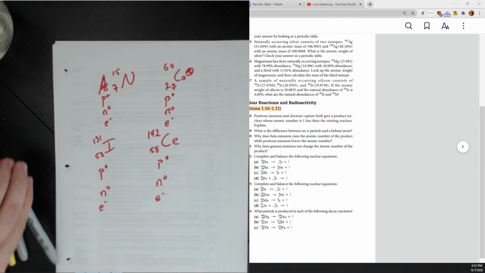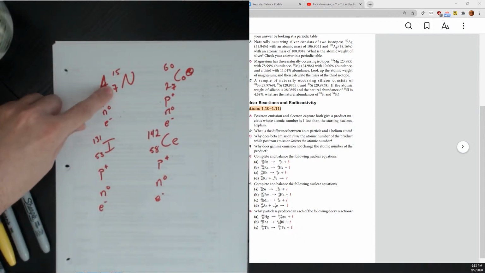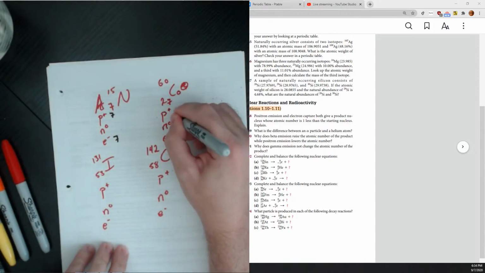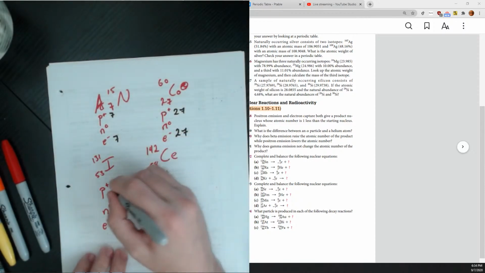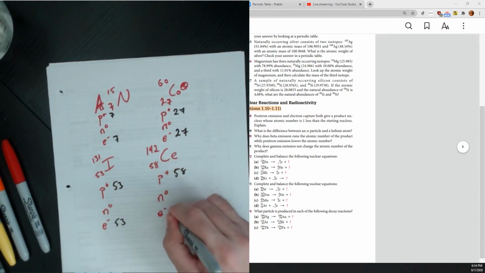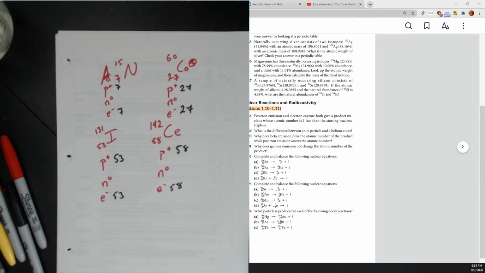Now, the protons and the electrons will be really straightforward, really easy, because it is the number on the lower left. The number on the lower left is the atomic number, number of protons, and because these are all neutral atoms, they all have exactly the same number of protons and electrons. So, 7 and 7, 27, 27, 53, 53, 58, 58. All right. That was easy and kind of boring.